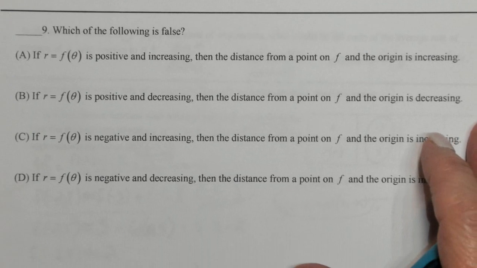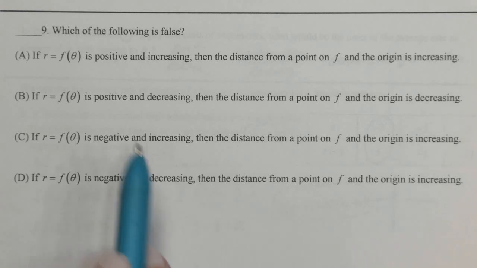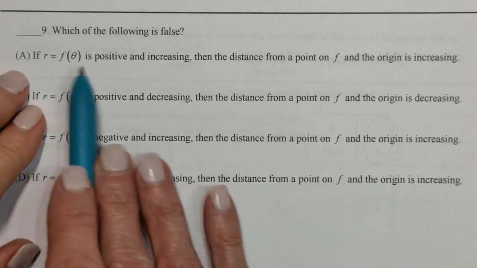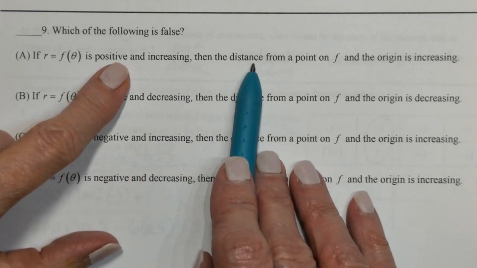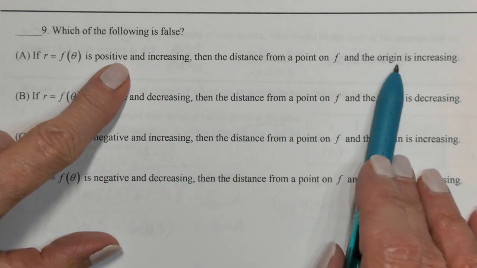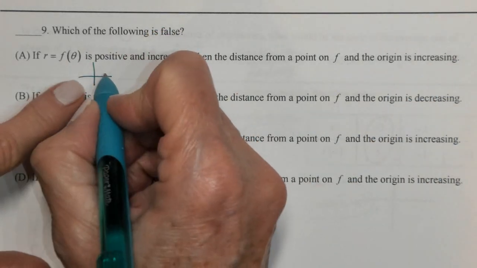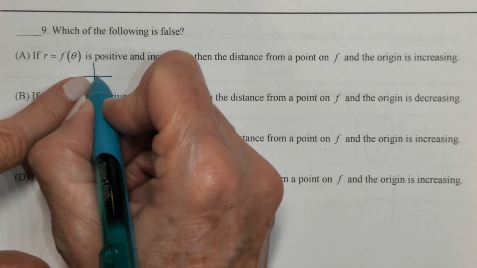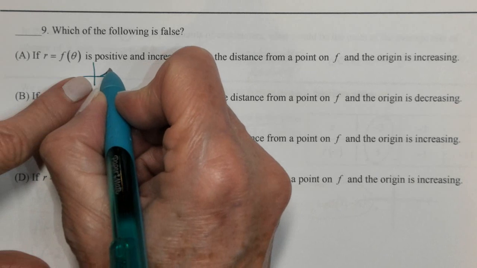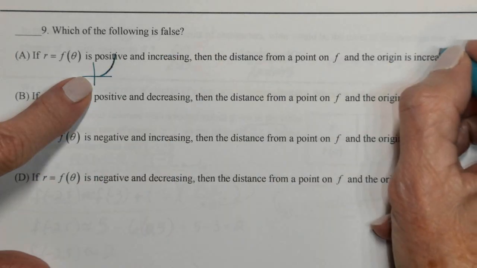Okay, one last little example. Which of the following is false? If r is positive and increasing, then the distance from a point on f and the origin is increasing. Think about that. If r is positive and increasing, what's happening to the distance? It is also increasing.